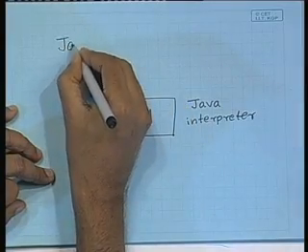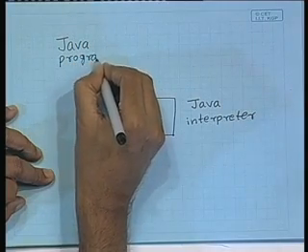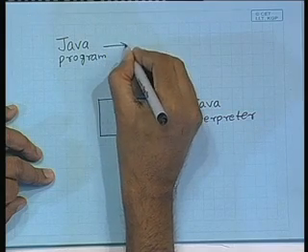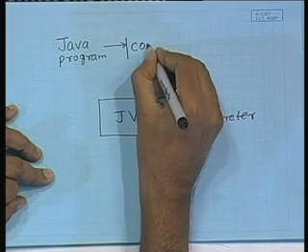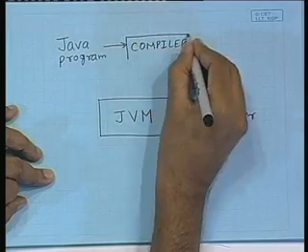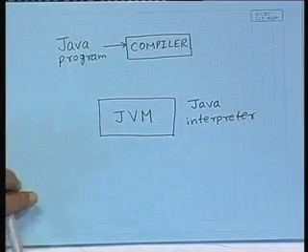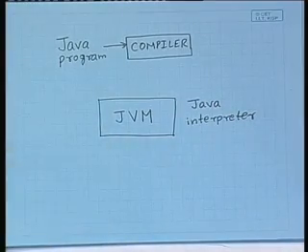Suppose you have a Java program out here. The Java program you feed to the Java compiler. Now, here again this compiler works in a slightly different way, because the compilers that we are normally familiar with translate a high level language program into target machine code which can be directly executed on the machine.